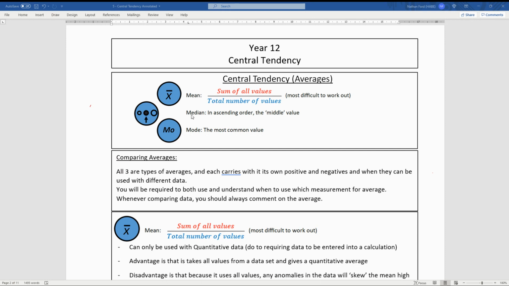Now, median still has to be quantitative because we need it in ascending order. And mode is the only one that can be used with nominal data, because you can have qualitative data that is ranked in this way. Okay, and it's useful in that case. It's useful for other things as well, but it's very useful for nominal data.